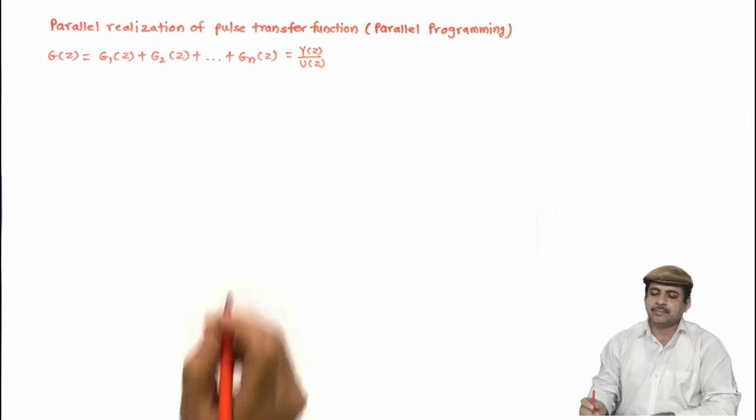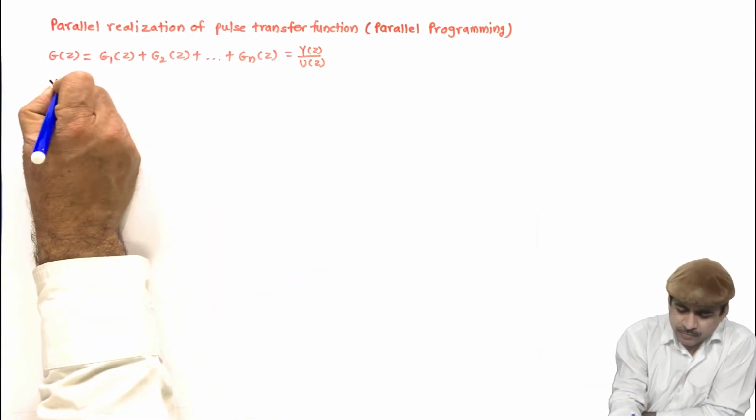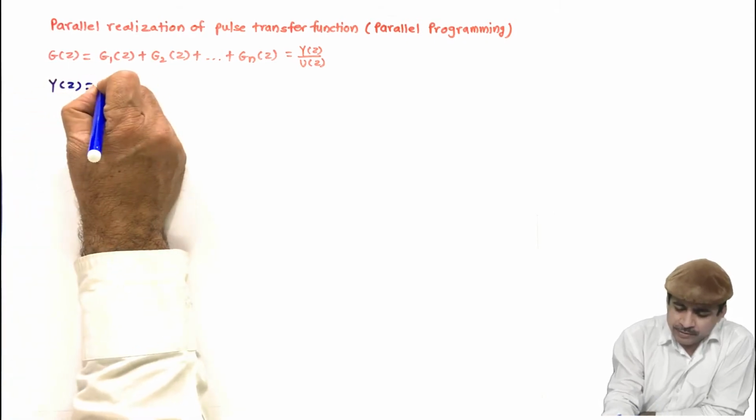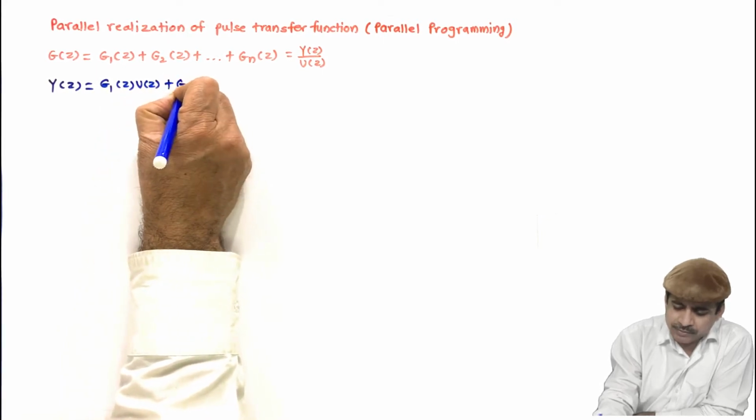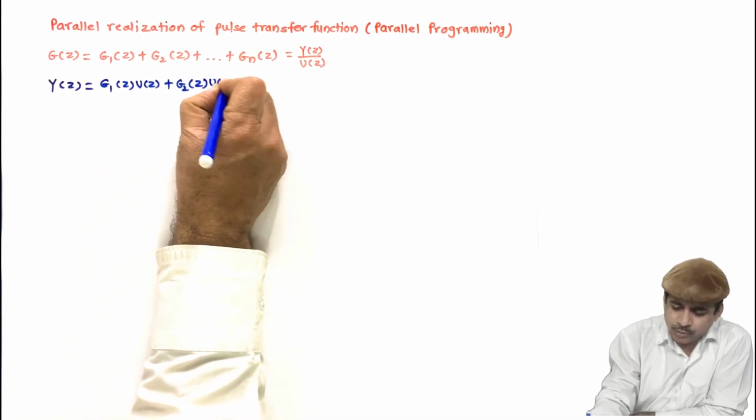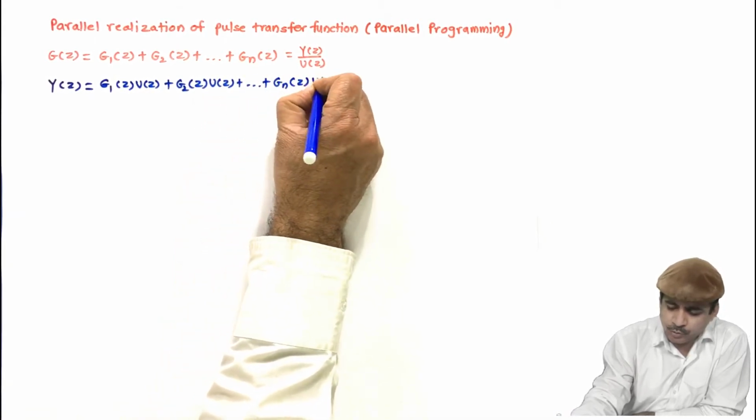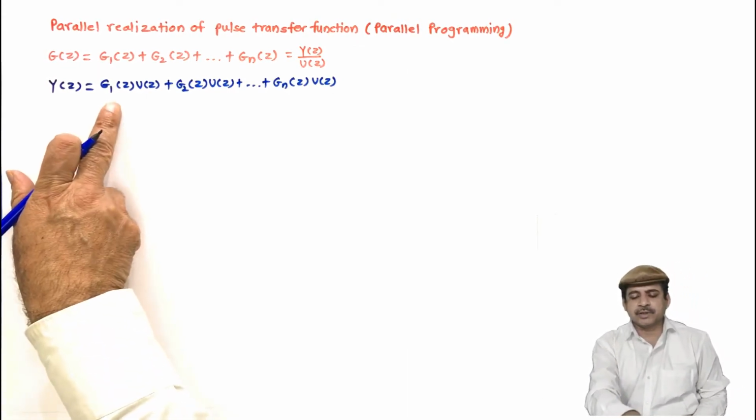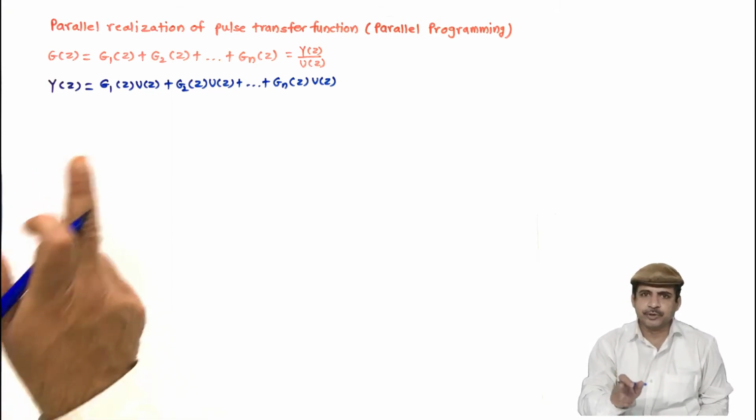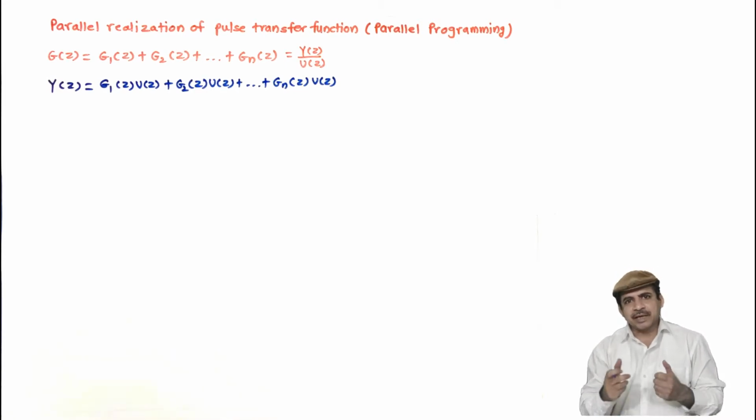by U(z), and by this what we get? Y(z) will be G1(z) into U(z) plus G2(z) into U(z), so on up to Gn(z) into U(z). And that means for every individual pulse transfer function, the input will be U. So the input applied to all blocks will be same, and that is why it is a parallel realization.